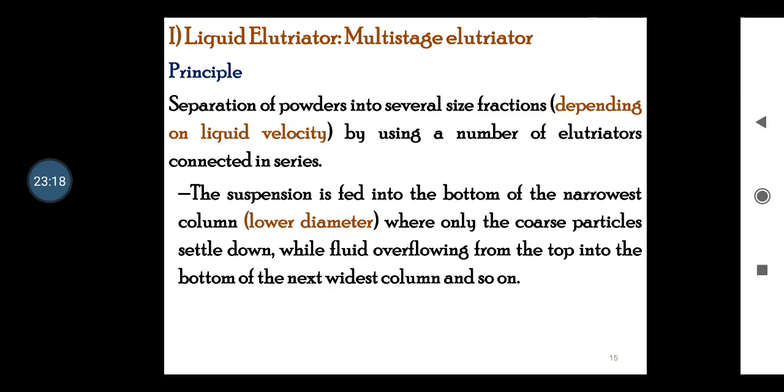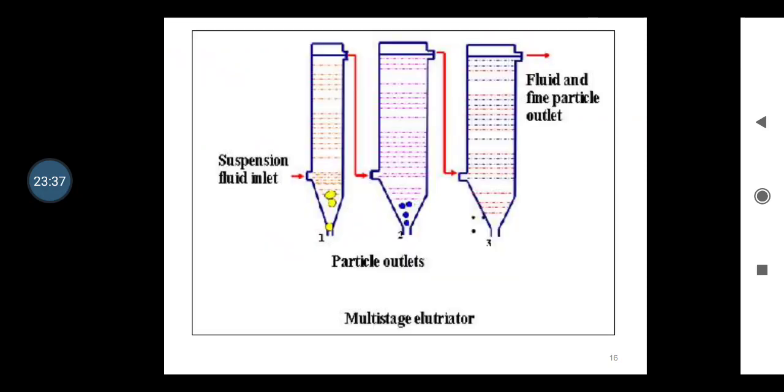As far as the elutriation tank is concerned, we will classify the particles depending upon different types of mechanism. If you look at this, this is the multi-stage elutriator. If you look at the diagram, you can understand that the first column is narrower compared to the second, and the second one is narrower compared to the third one.